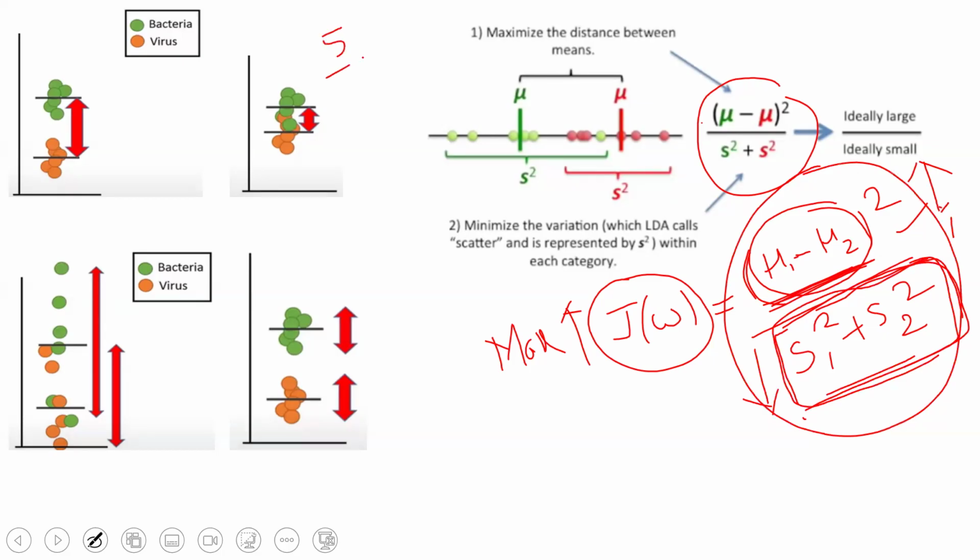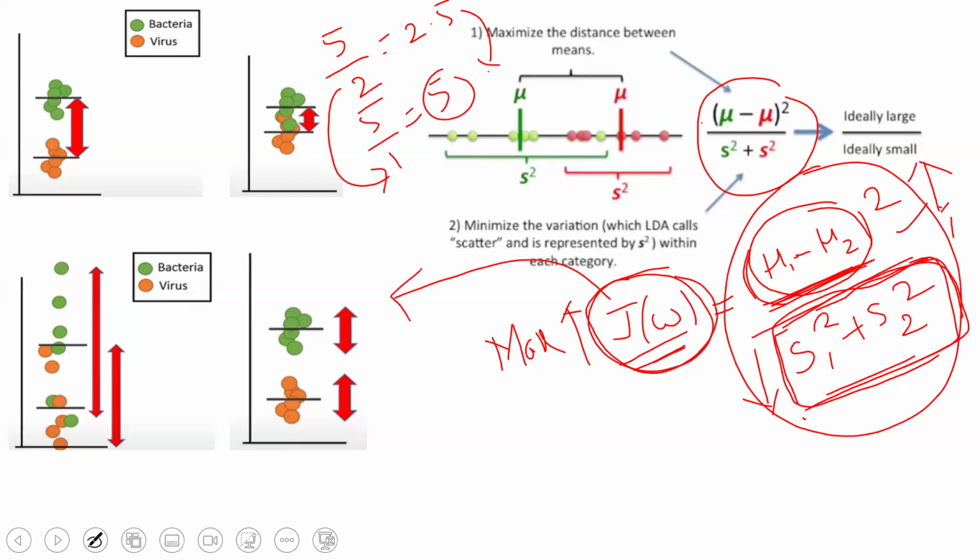Let's suppose 5 by 2 is equal to 2.5. 5 by 1 is equal to 5. So if the denominator is decreasing, the overall value is increasing. So the overall value we are trying to maximize. Only when you maximize this J of w, you are going to achieve this goal in turn. So when you maximize the distance between the means and minimize the scatter within the category, you will get the maximum value for J of w. So when you maximize J of w, you're going to achieve the goal.